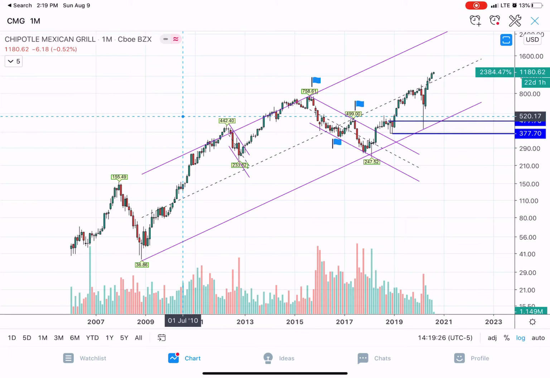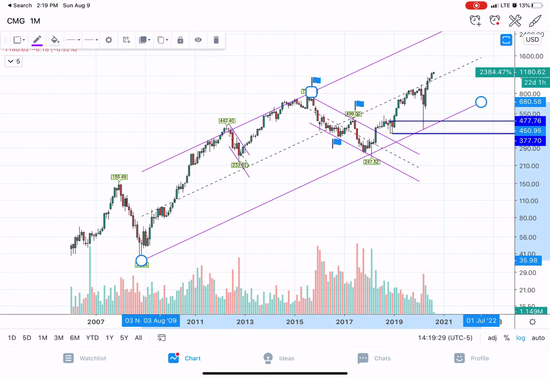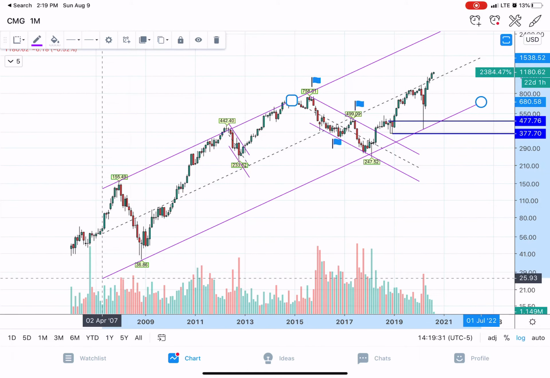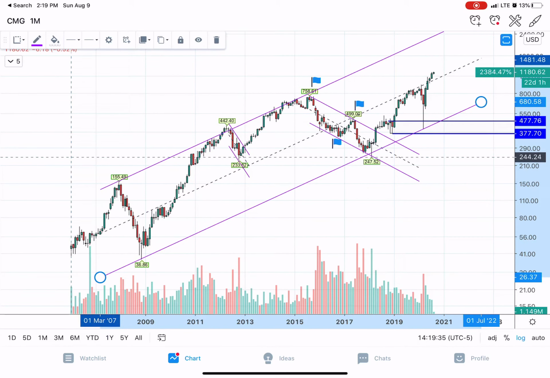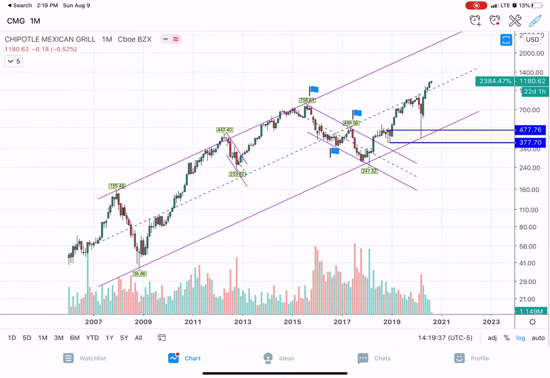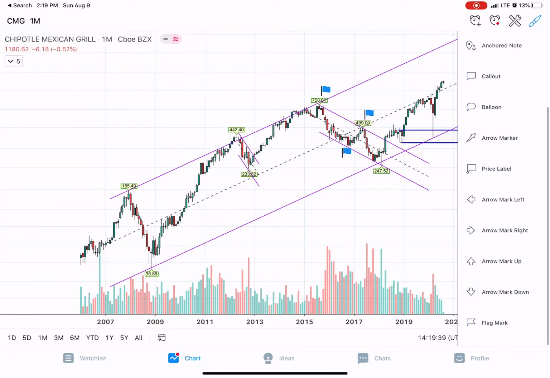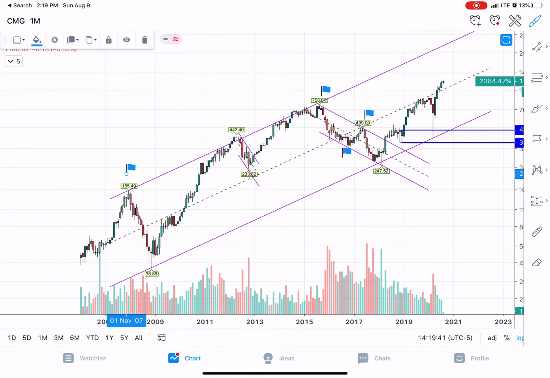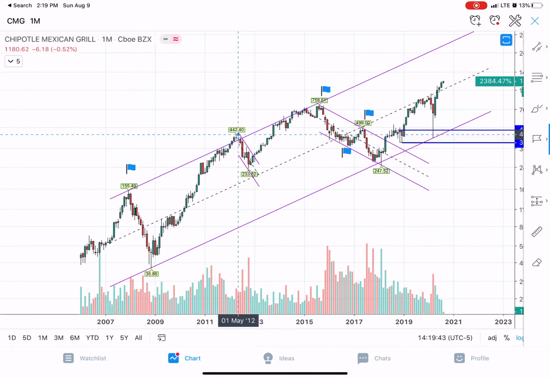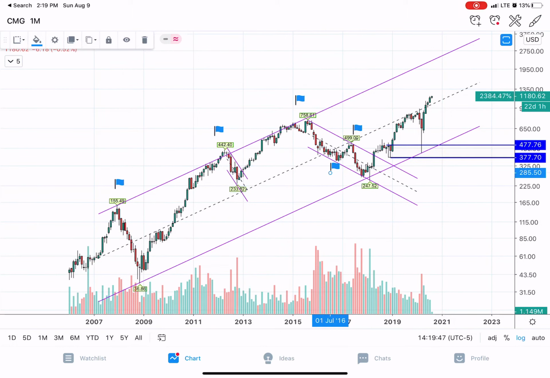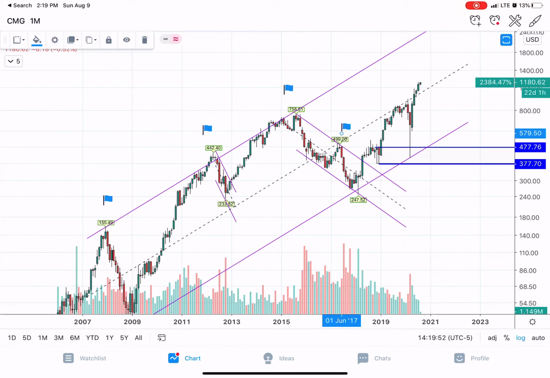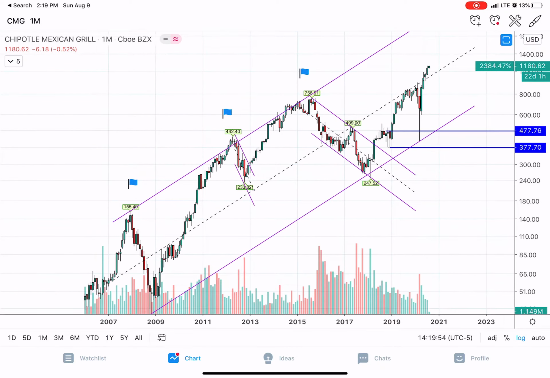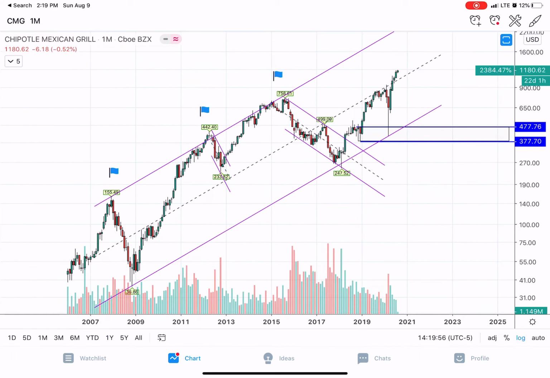So if we want to, we can actually include all the points. We can include this point, and then we can include this high. So now we are capturing this high, and this high. Like I said, it's very subjective, but you can see how channels play a big role in price action, and just how helpful they can be.